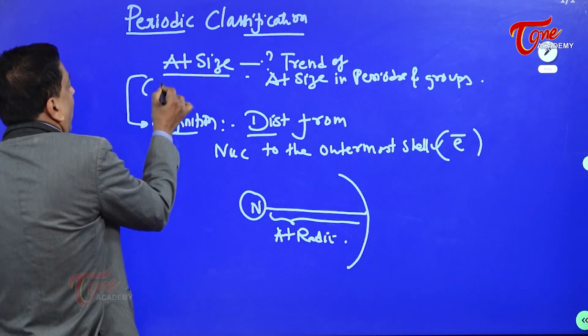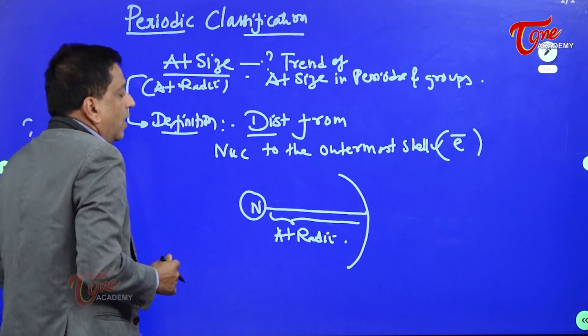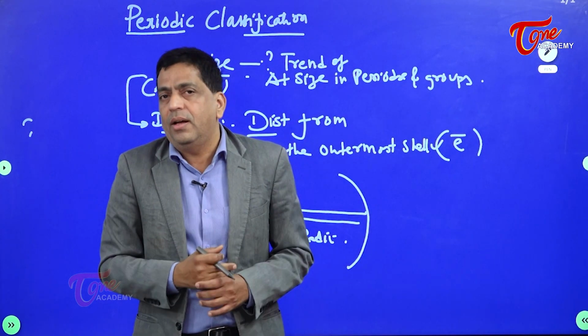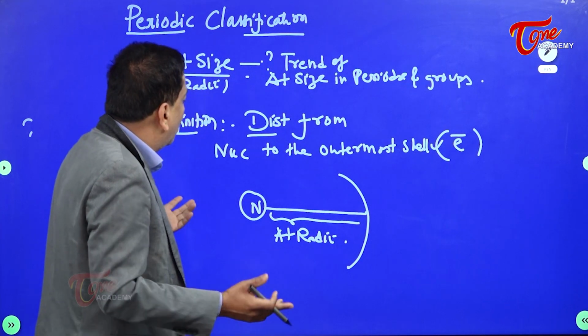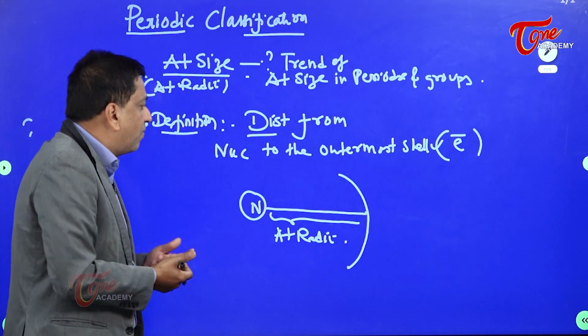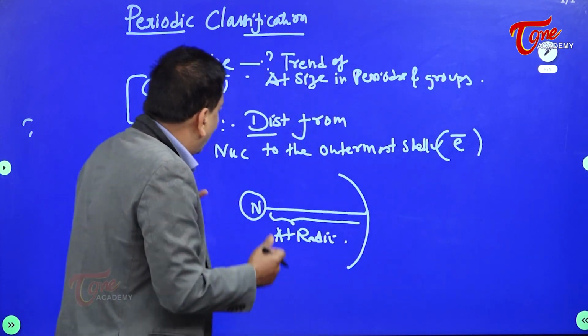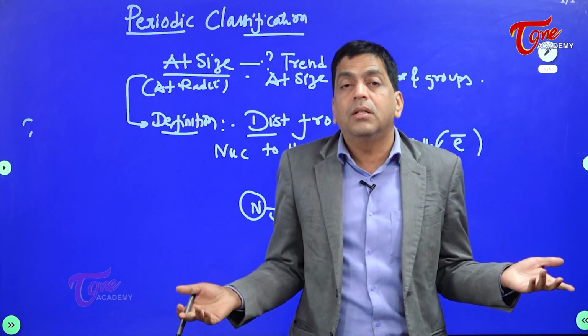So atomic size, or I call this atomic radii, synonymously. So we are basically discussing the trend of atomic radius, or the size. It is simple to understand: distance from the nucleus to the outermost shell. Shell is nothing but the electron, and that's the atomic radii. Wow, wonderful. There is absolutely nothing in this.